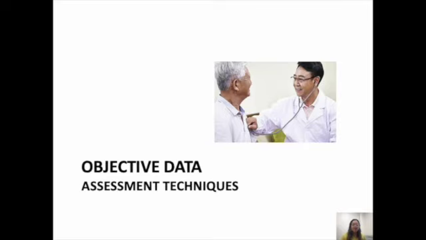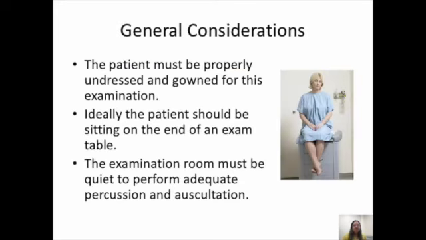Now we move to the objective data. And so some of the assessment you're going to hear about, you're not actually going to perform in lab, but you do need to understand for the didactic exam. And I'll point those out to you. The first thing you want to do is consider just where your patient is, how they're dressed, and their positioning. And so ideally, you want the patient undressed properly and gowned for the exam, and you want them to be sitting at the edge of the table, the exam table.